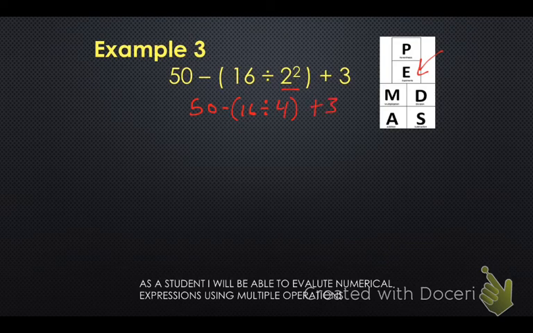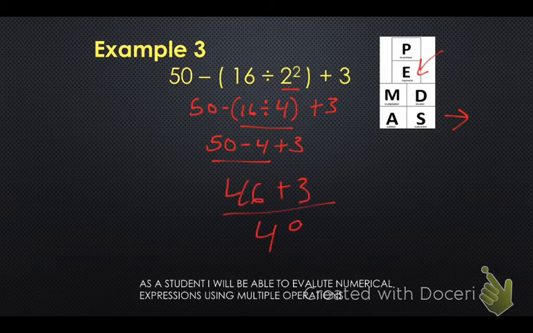Now, we still have parentheses, so we're still working on parentheses, so we need to do that first. 16 divided by 4 is 4, so we have 50 minus 4 plus 3. We're down to adding and subtracting. Remember, we move from left to right again because we have both of them. So we need to do 50 minus 4 first, which is 46 plus 3, and 46 plus 3 gives us 49, and that is our answer. This is going to be a long video, but we're almost done here.